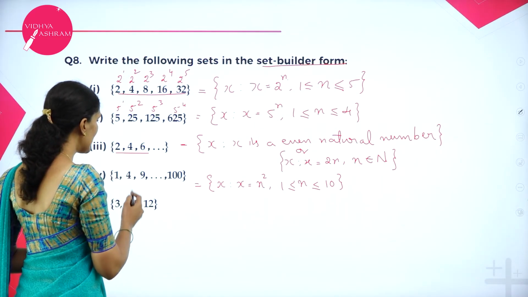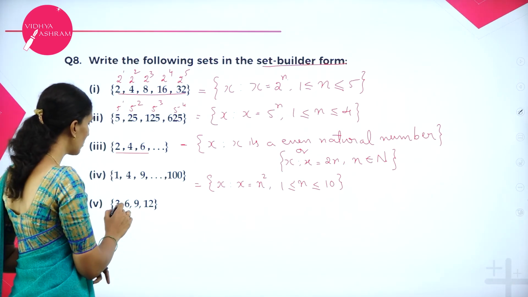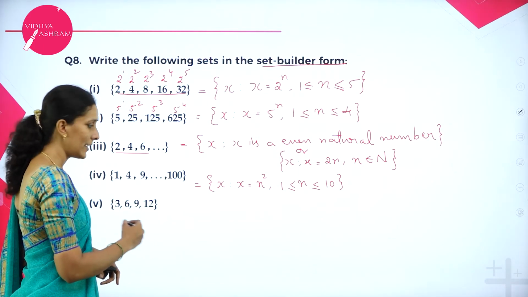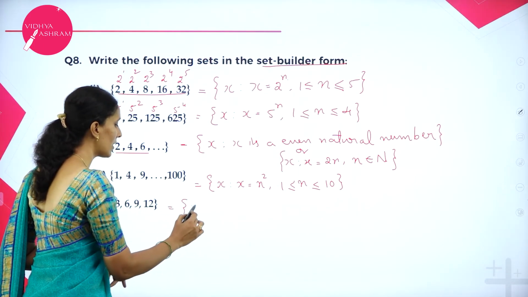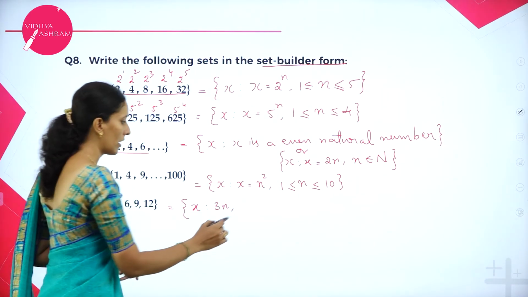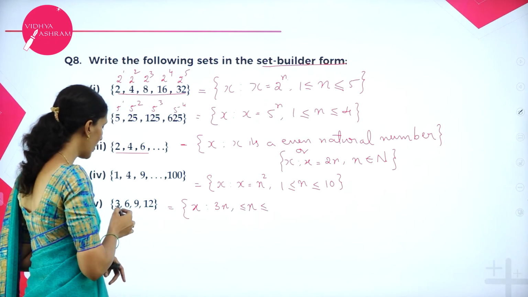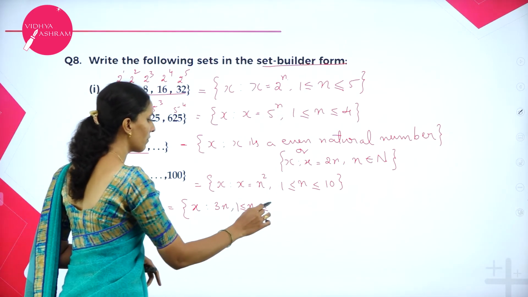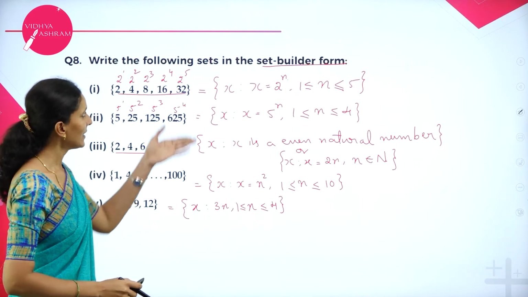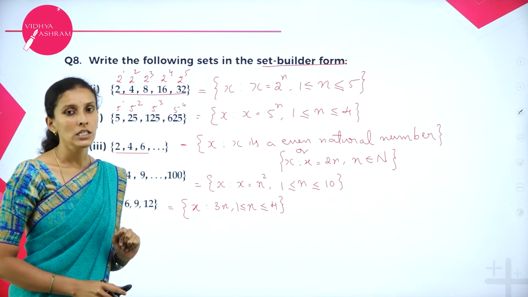Next, 3, 6, 9, 12. Here we have 3 2s are 6, 3 3s are 9, 3 4s are 12. That means here you have multiples of 3, that is 3 into n. But what is the condition of n? N must lie between, from where to where? 3 1s are 3, 3 4s are 12. So this is how you are going to write any set in roster form as a set in set builder form.